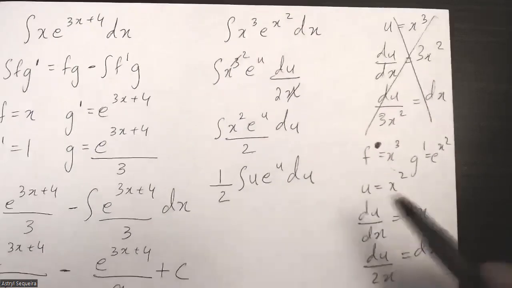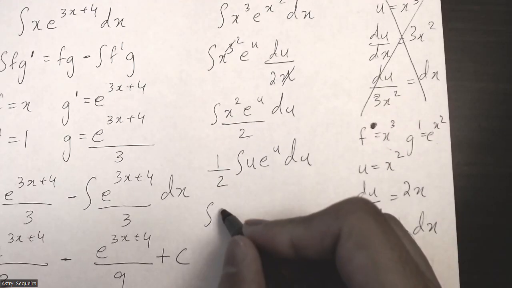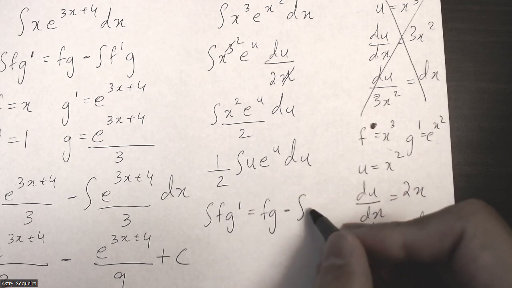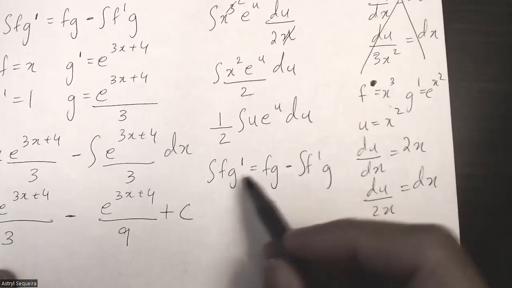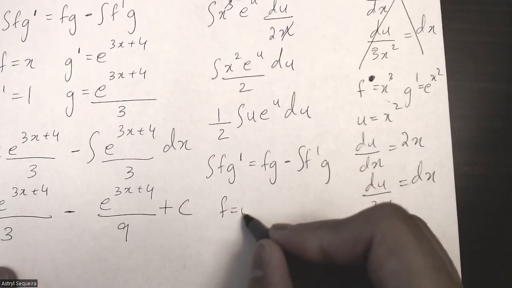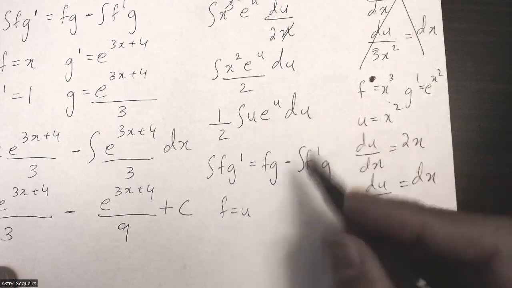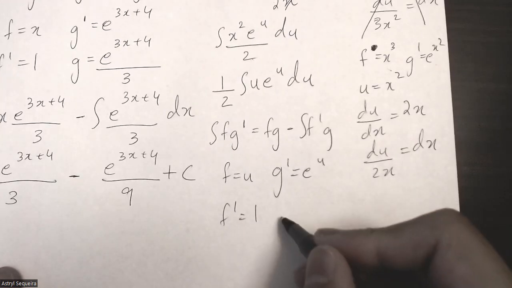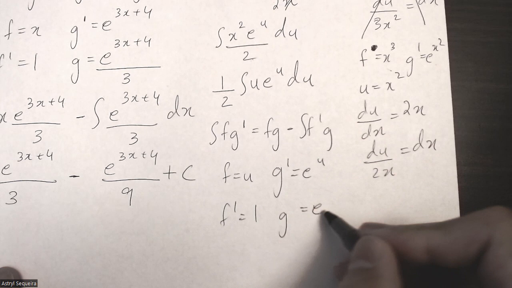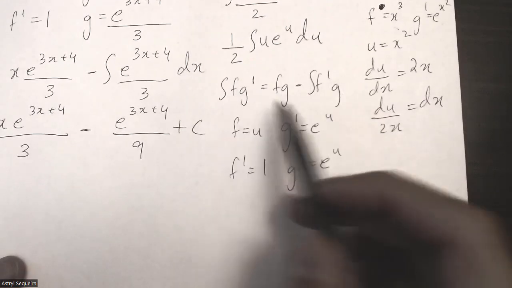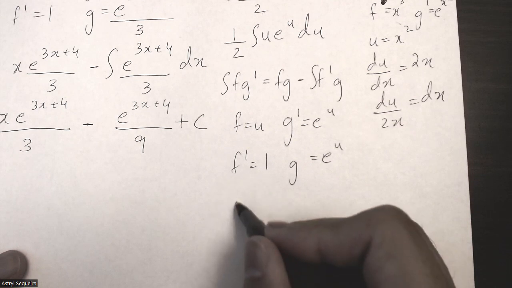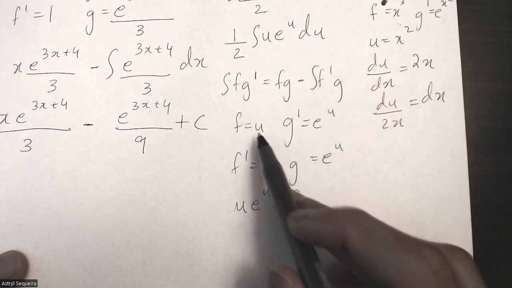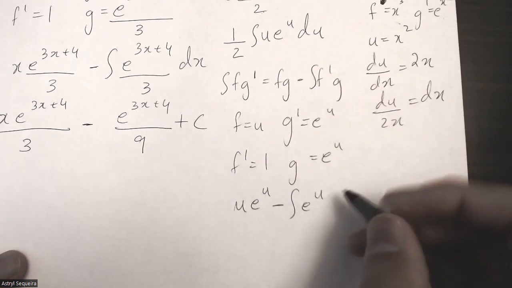Now that I have it in this form, I can do parts over here because it's going to be much easier to do parts on this equation. So fg prime equals fg minus integral f prime g. I'm going to pick my f as u. I'm going to pick my g prime as e to the u. So f prime is just 1, and g is just the integral of this, which is e to the u. So now I'll put it in my equation. So f times g is u e to the u minus integral of f prime times g, which is 1 times e to the u, which is just e to the u.